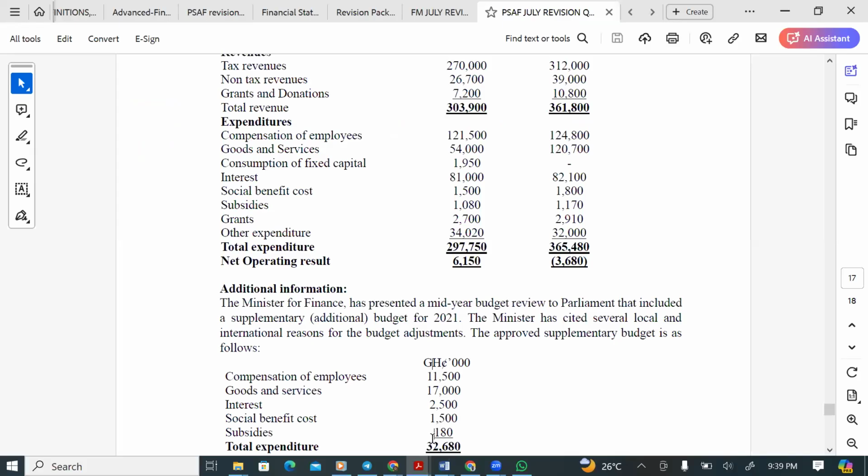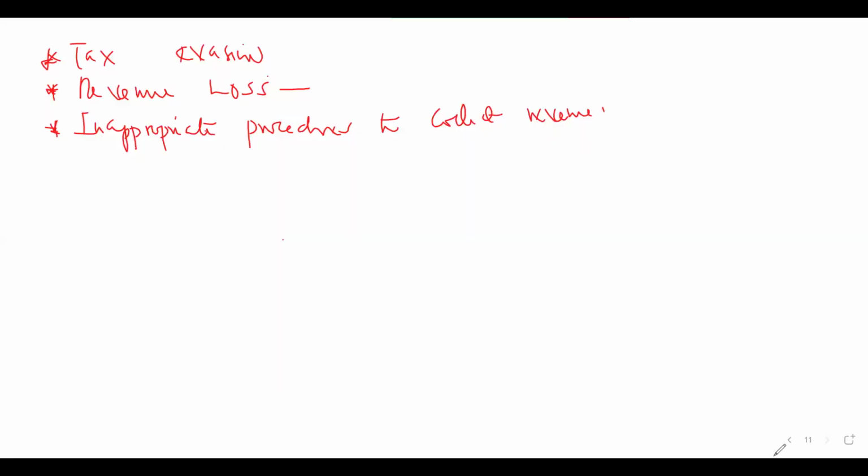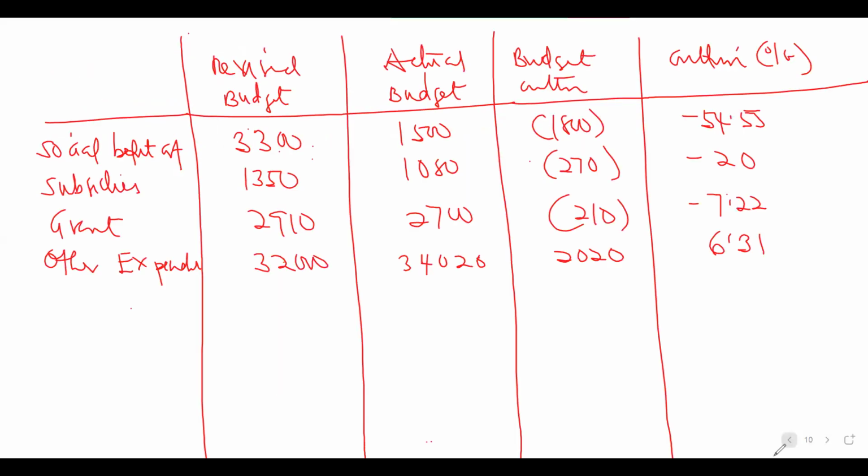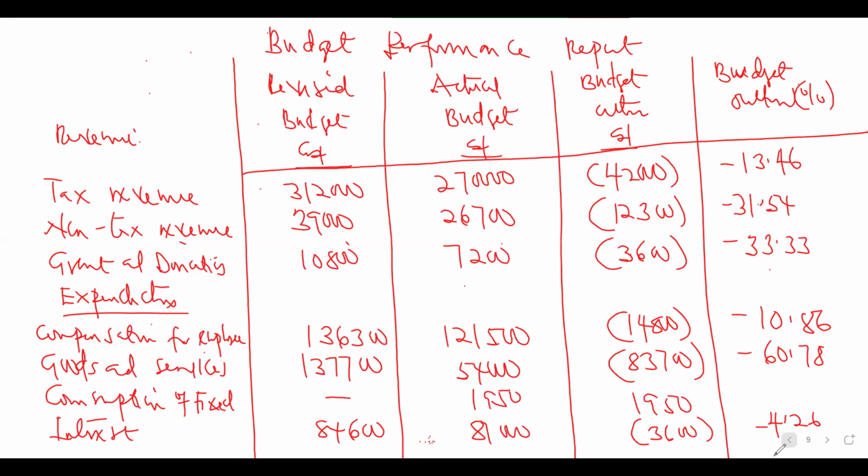Okay. So let's come to the non-tax revenue also. What might be the cause for the non-tax revenue? There's a reduction there. We had budgeted for 39,000, but we ended up collecting only 26,700. It means that we collected less than that amount. The non-tax revenue is going to be collected by those in charge.